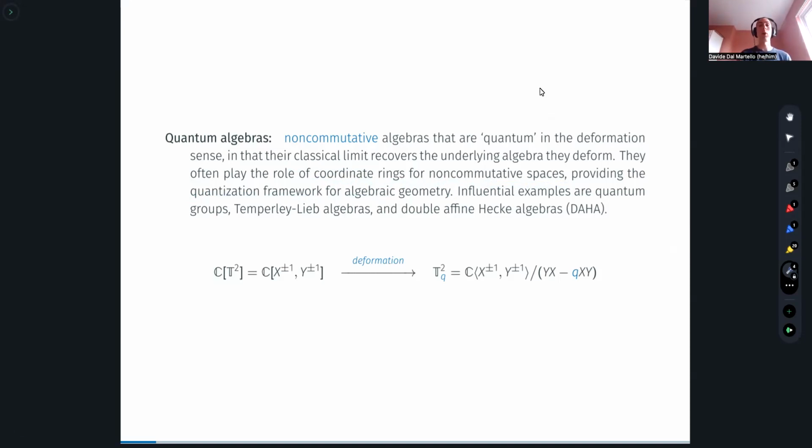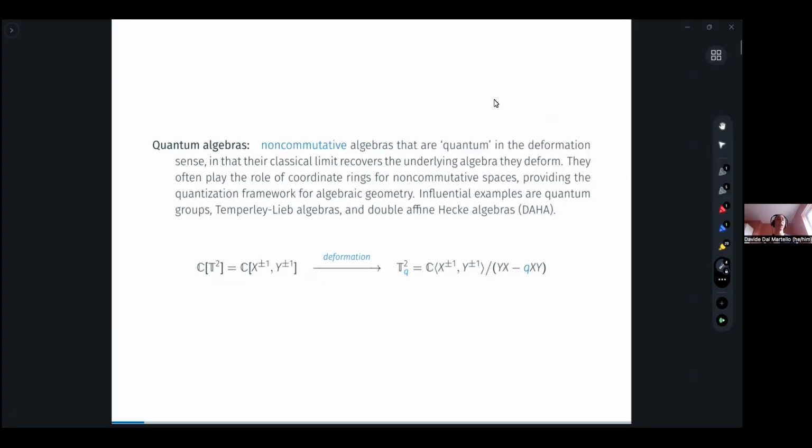And in terms of some influential examples, you can clearly think of the lore of quantum groups. If you're more diagrammatic, categorical in spirit and taste, you can think of, say, Temperley-Lieb algebras. Or if you're more into realizations of quantum algebras in analysis, say orthogonal polynomials and special functions, you can think of double affine Hecke algebras, DAHA for short.